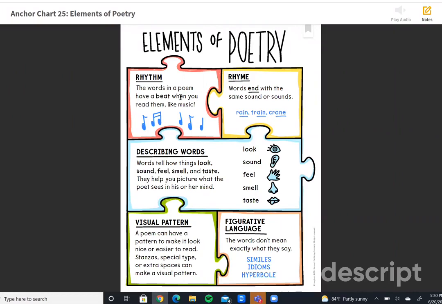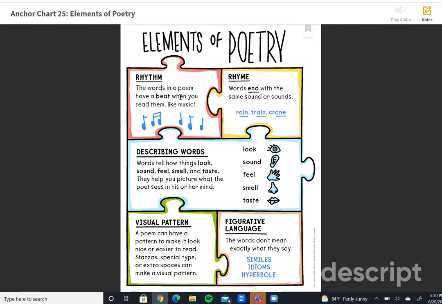Poetry is also full of describing words, words that tell how things look, how they sound, how they feel, smell, taste. This kind of reminds me of our senses. And we use our senses to really help us understand the world around us. So it makes sense for an author to use describing words that help us to picture what they are seeing in their mind, to help us to understand the poem or the poetry that has been written by using our senses.